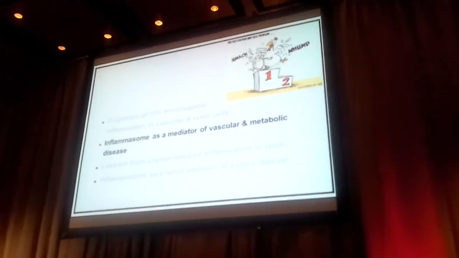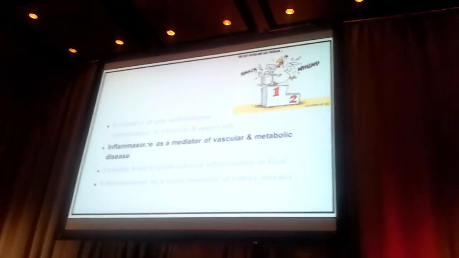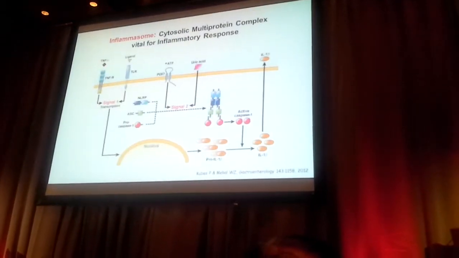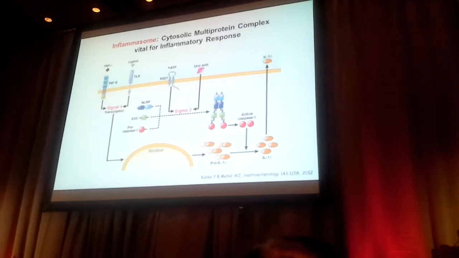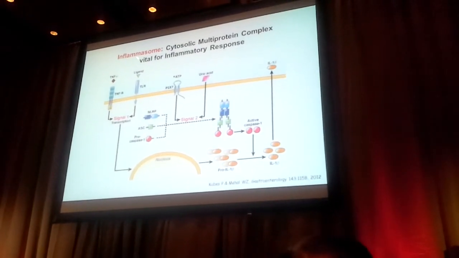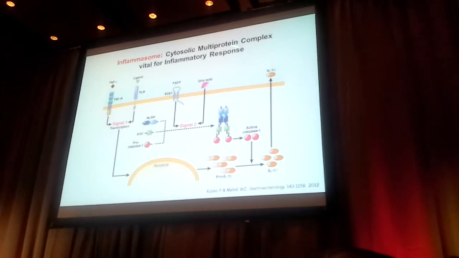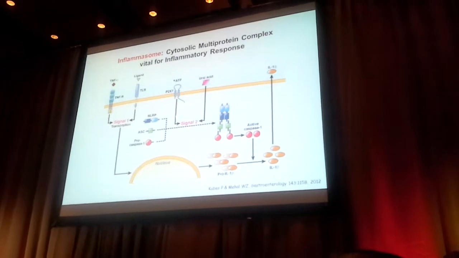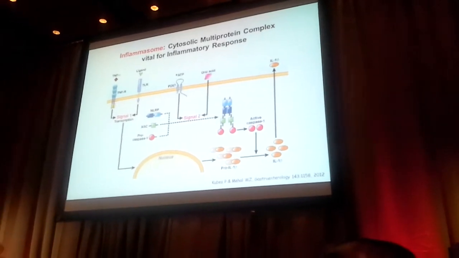So we now understand uric acid-induced inflammation may do something in various tissues, including kidney and blood vessel. I'm going to tell you about the inflammasome as a mediator of vascular and metabolic disease. The inflammasome is a cytosolic multiprotein complex, which is now regarded as vital for the inflammatory response. And the inflammasome consists of the molecules shown here.